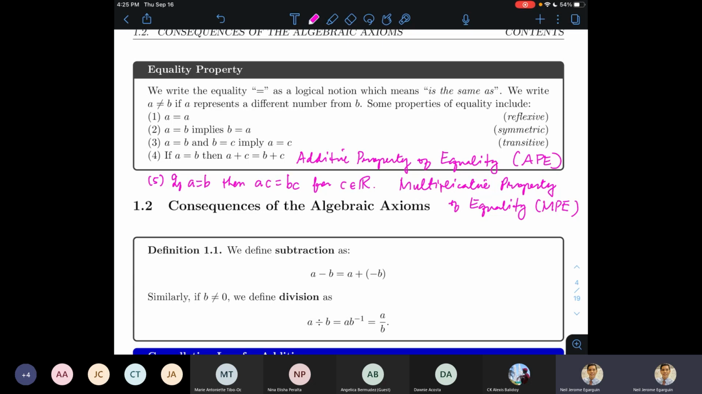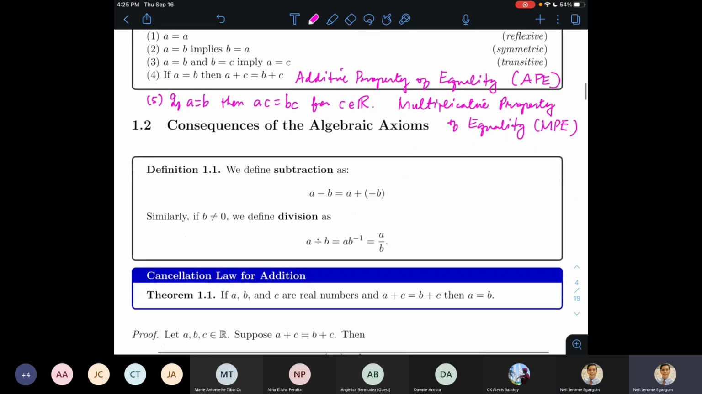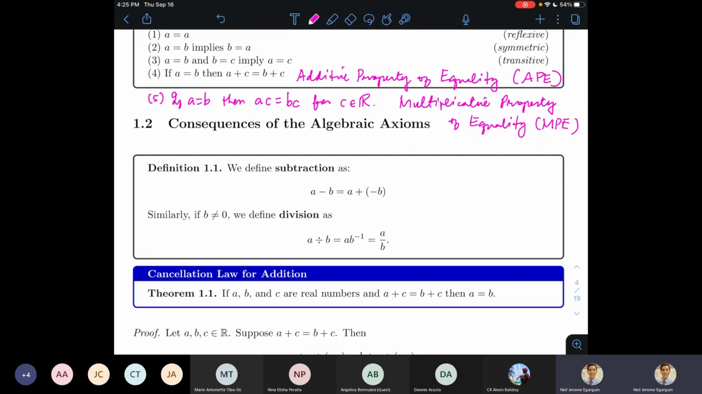So let's proceed. Section 1.2, consequences of algebraic axioms. So here we'll start proving something. So siguro dito kayo magkakatanong. But first, let's define two new operations. But technically, these are not two new operations. Makikita nyo, notion pa rin siya ng addition and multiplication. It's just that we are introducing a different symbol for them.